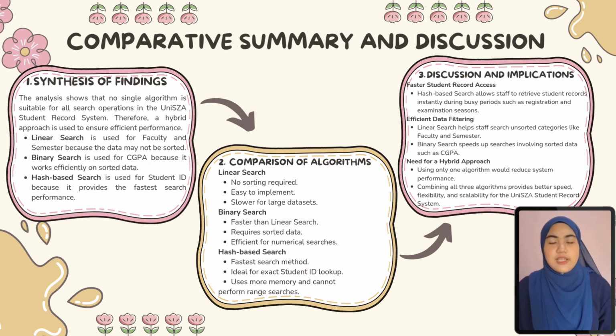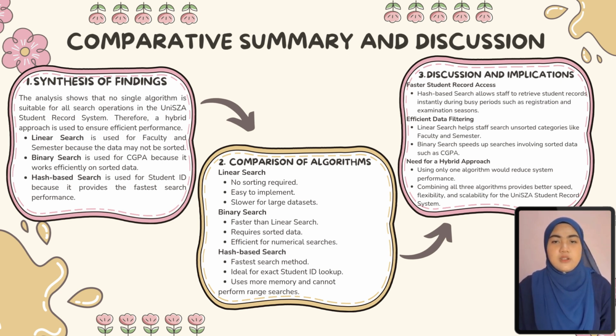Next, comparative summary and discussion. 1. Synthesis of findings. No single algorithm is suitable for all searches, so a hybrid approach is used. Linear search is used for faculty and semester with O(n). Binary search is used for CGPA with O(log n). Hash-based search is used for student ID with O(1).